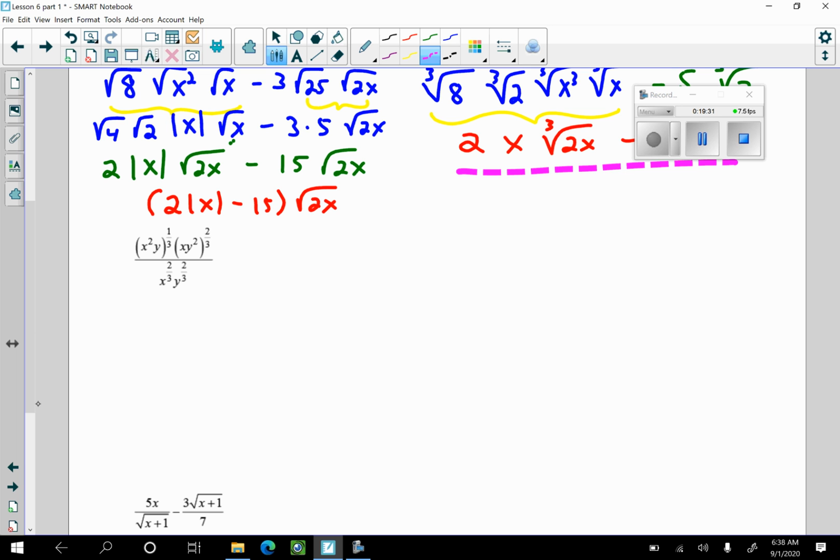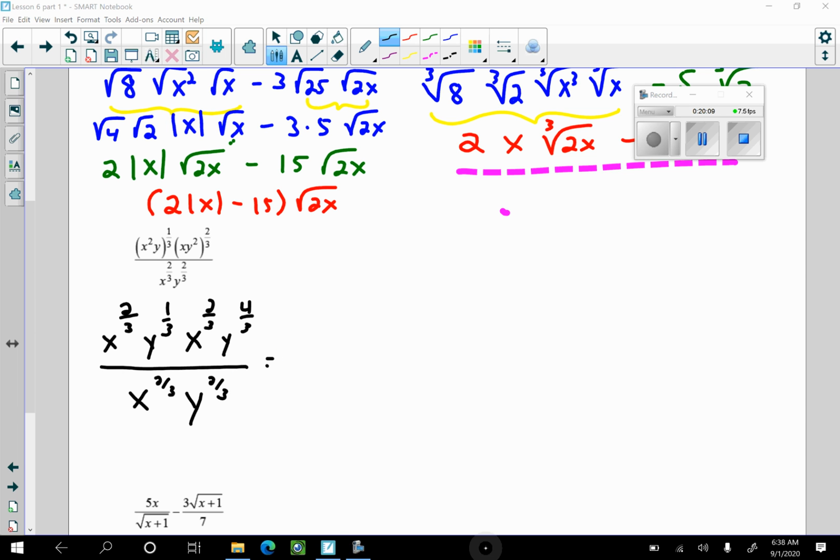This example seems to be a bit convoluted. This is simply laws of exponents using rational exponents. So the first thing we're going to do is write this as x squared. 2 times 1/3 is 2/3. This is going to be y to the 1/3. This is going to be x to the 2/3, y to the 4/3. And I'm using power to a power, all over x to the 2/3, y to the 2/3.